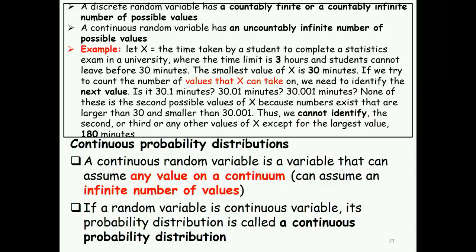1 divided by so many numbers will be approximately equal to 0, which means 0.00 something. That's why in a continuous distribution, we will not ask what is the probability of 5, or what is the probability of 7. We cannot ask that question because it will be 0. What we could ask is, what is the probability between 5 and 6? What is the probability less than 5? What is the probability greater than 10? That is how we would ask.